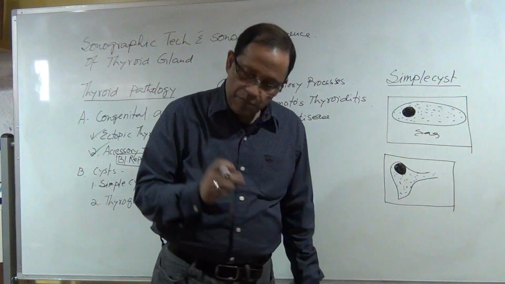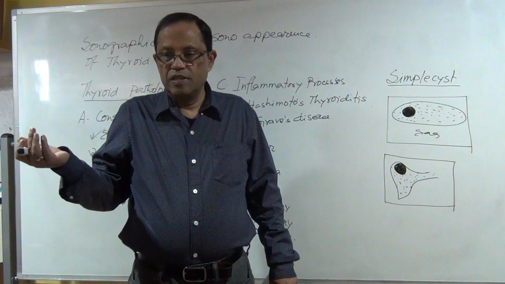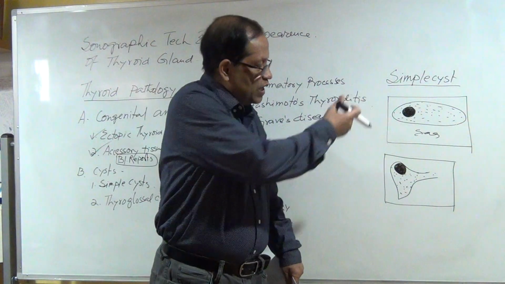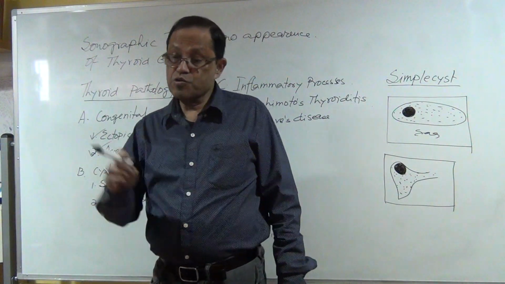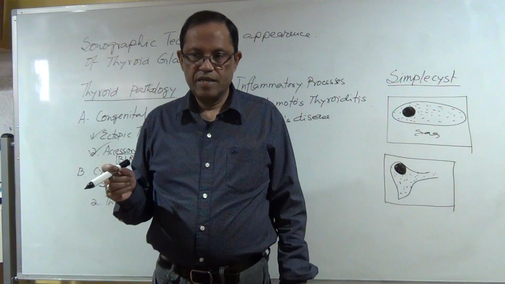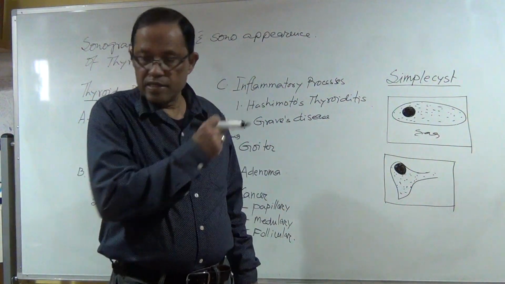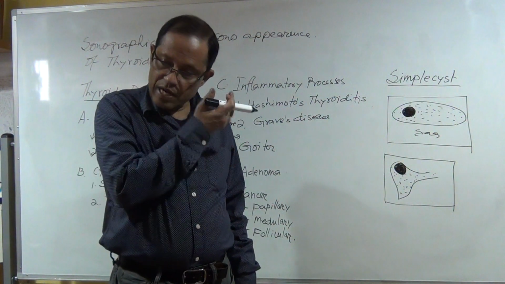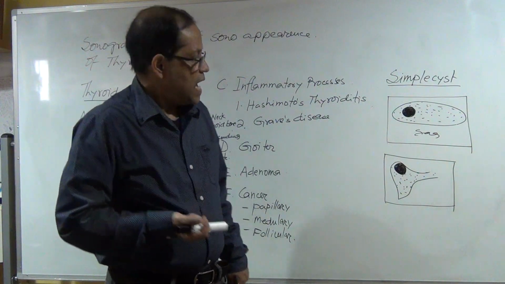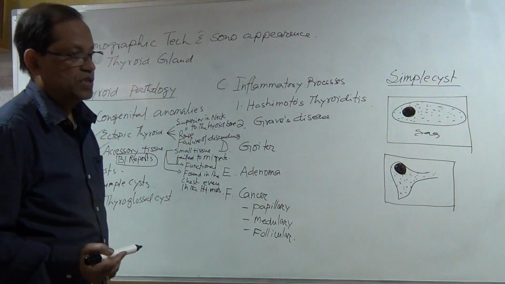Then you have to remember that some benign nodule adenoma can look hypoechoic to anechoic, very dark. Then click the color. If it's a cyst, there will be no color inside. If it's a tumor, there will be color inside. And it should exhibit the 4 criteria of a simple cyst.